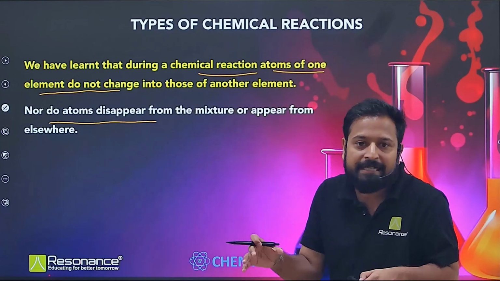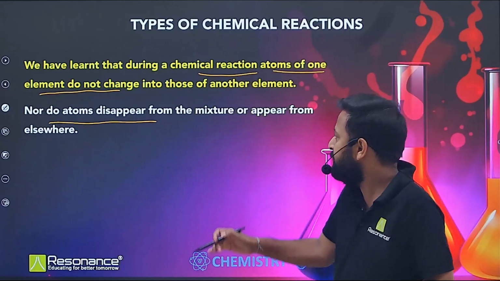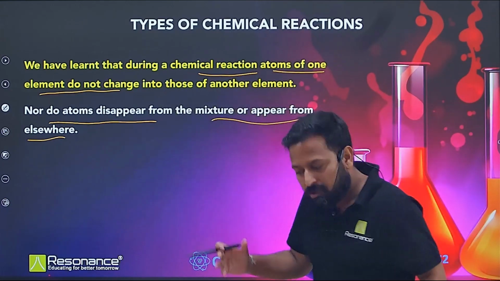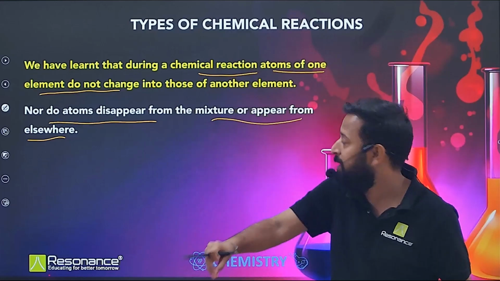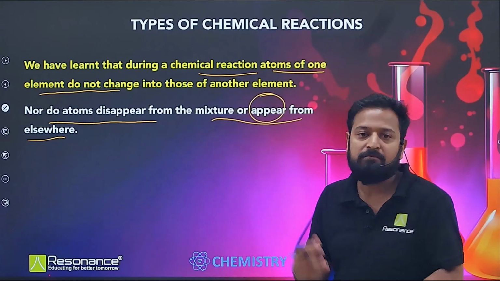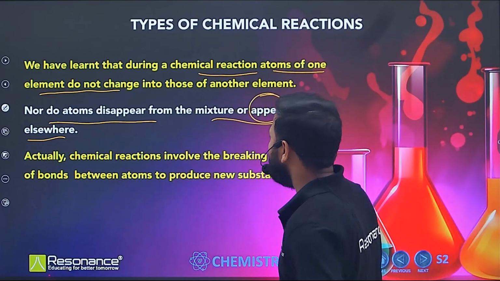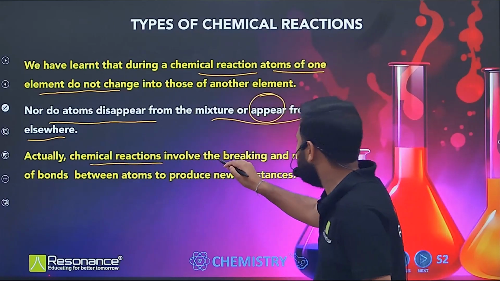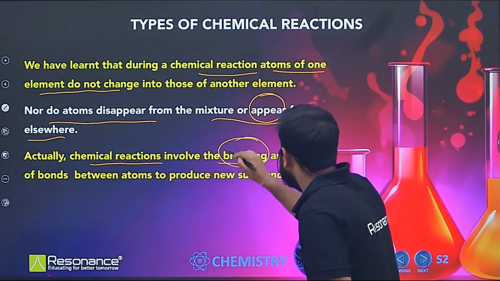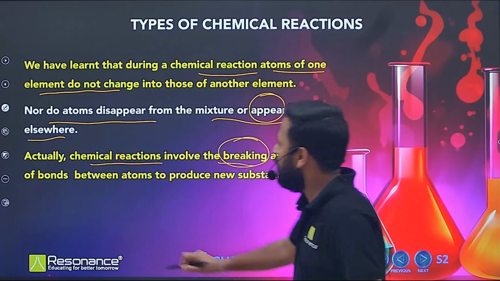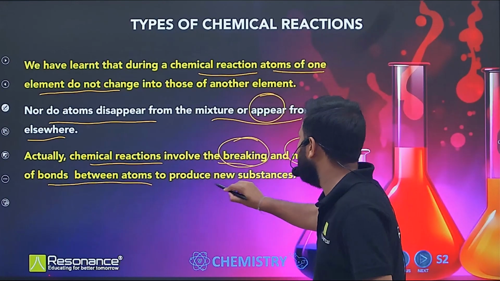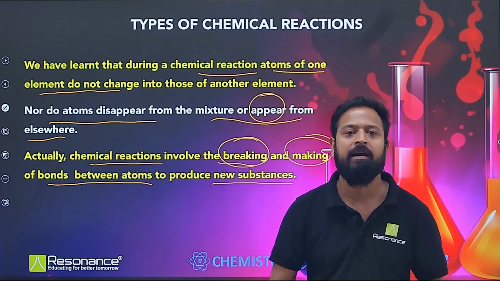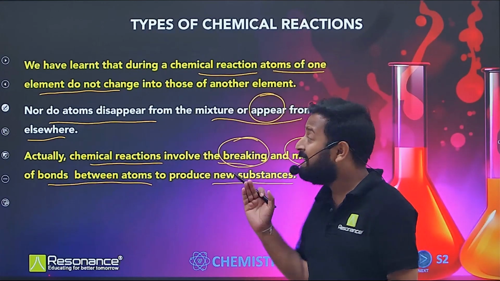Whatever the reactant is there, it is not going to disappear. The atoms are not going to disappear, or in the product also no new atoms will be coming out, it will not appear from somewhere else. So actually, as I already mentioned, a chemical reaction involves breaking and making of bonds between atoms to produce a new substance. So either breaking or making will happen to form a new product.